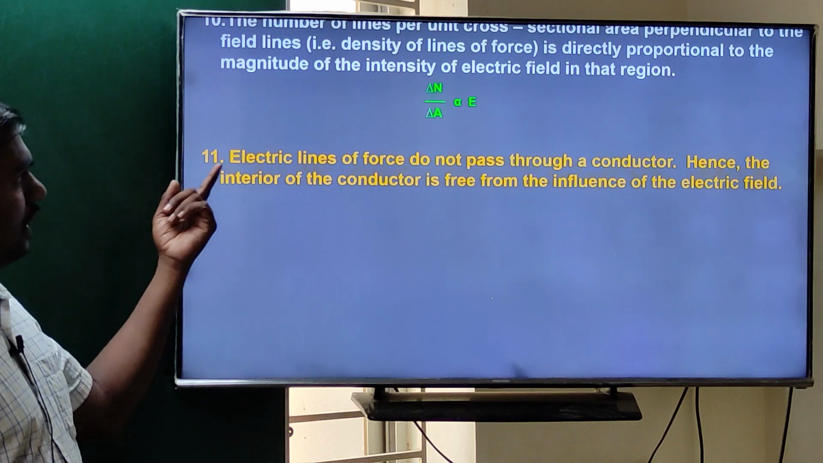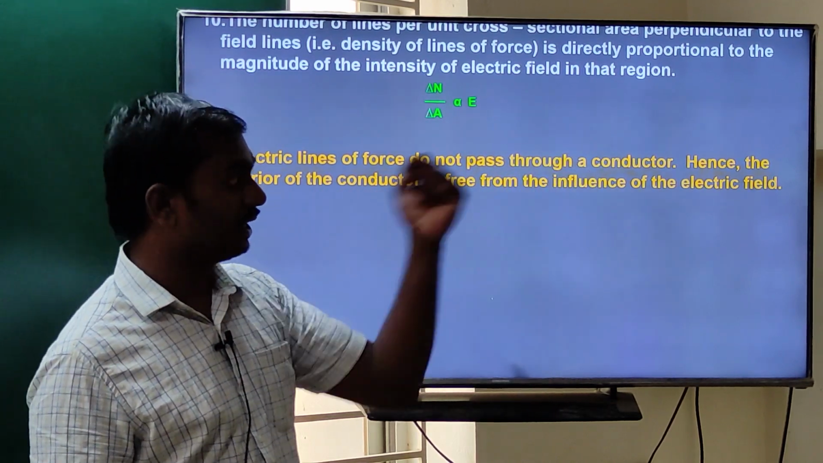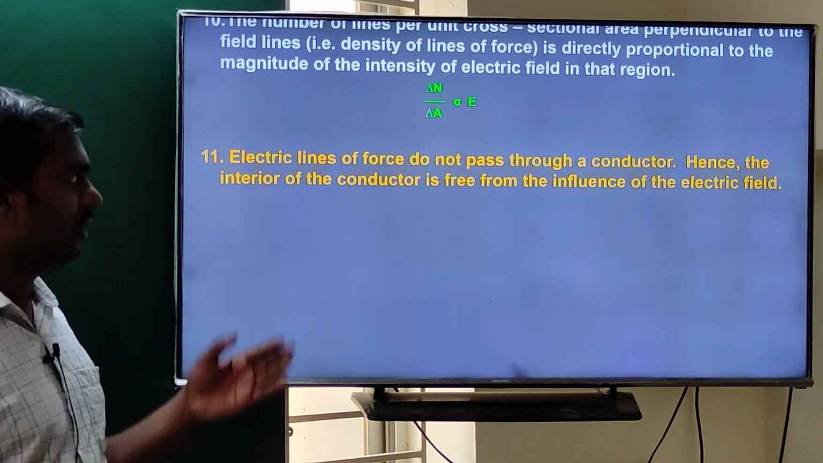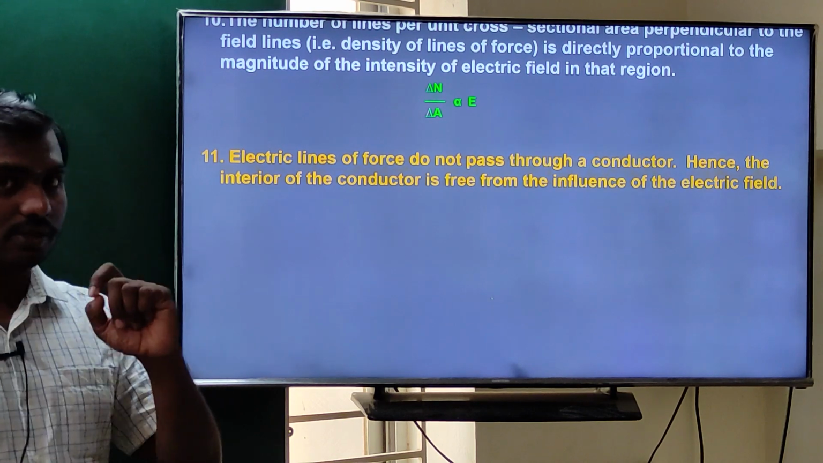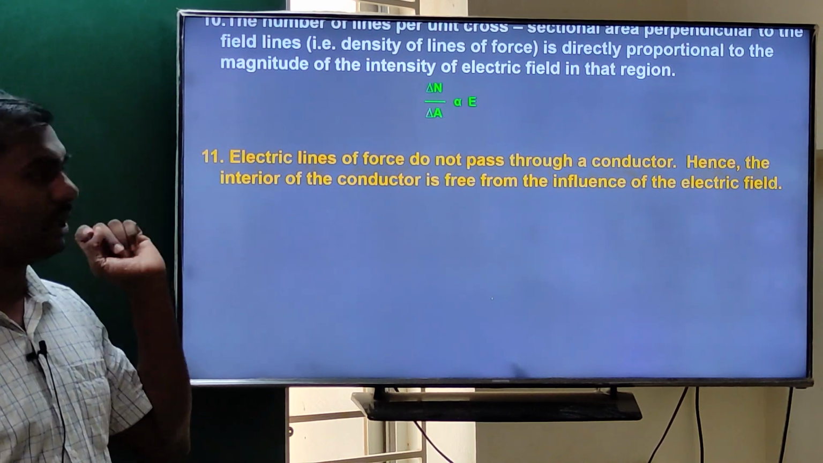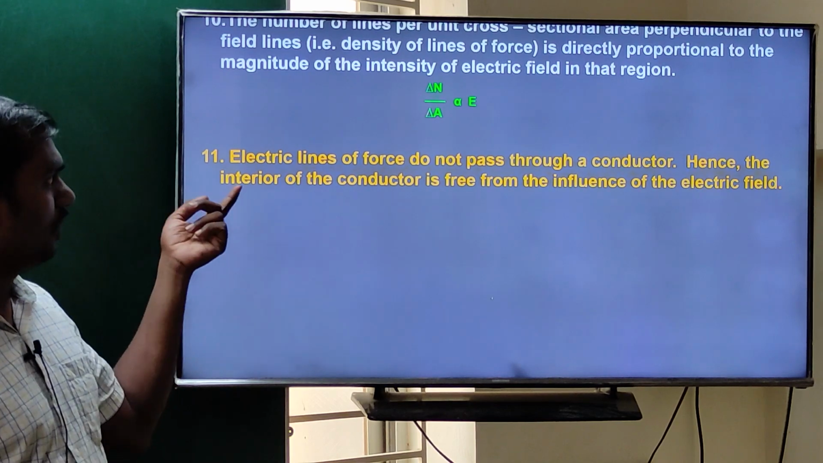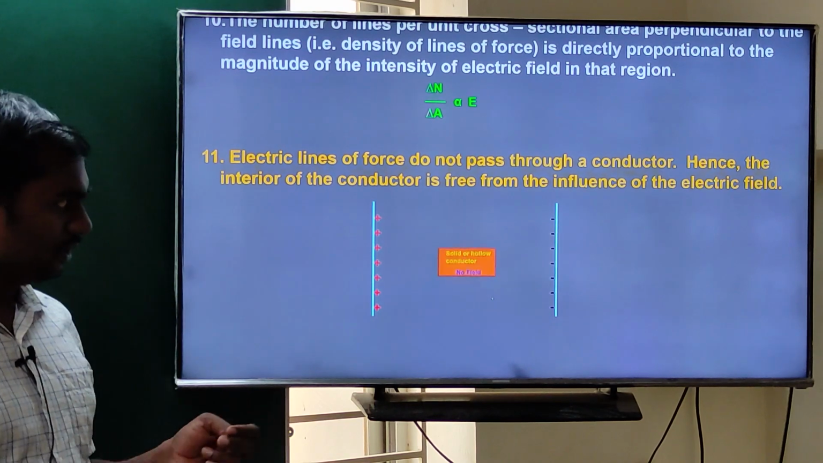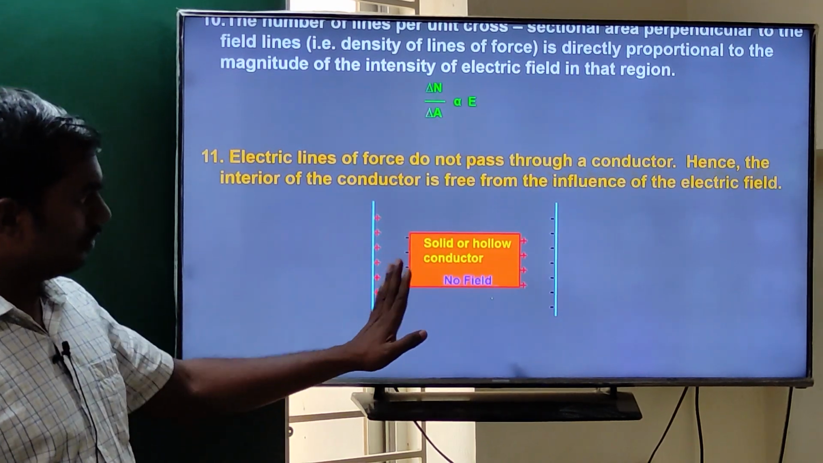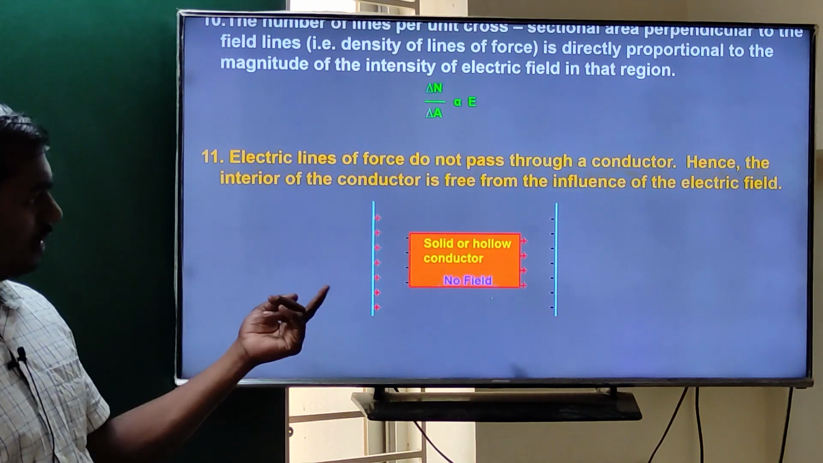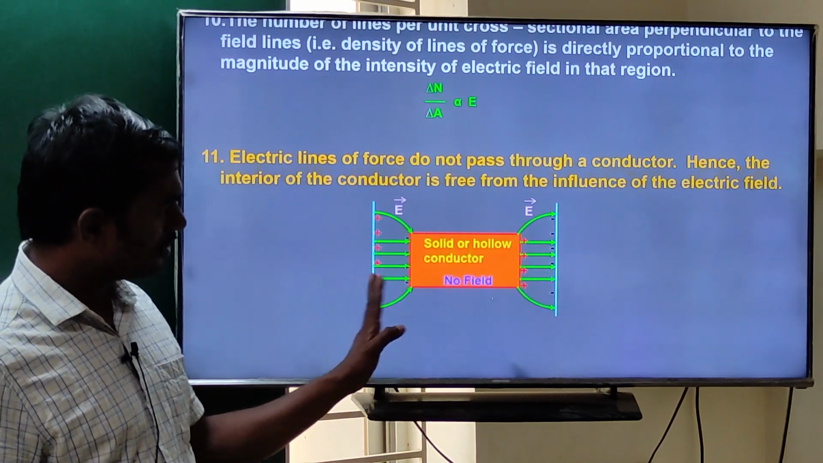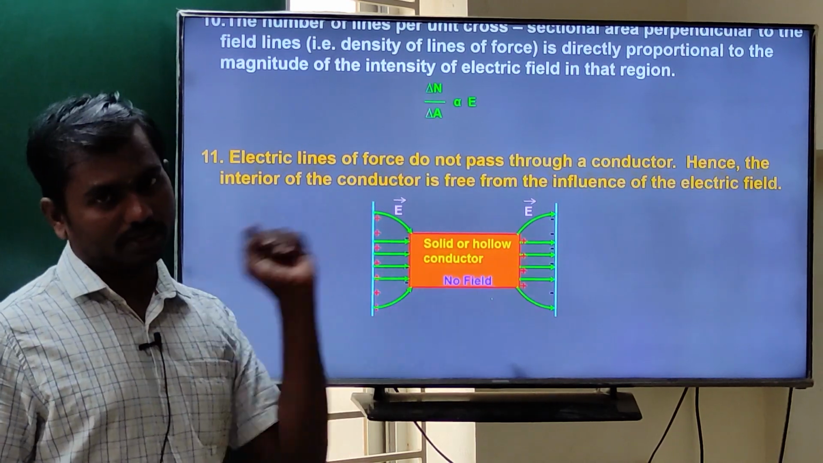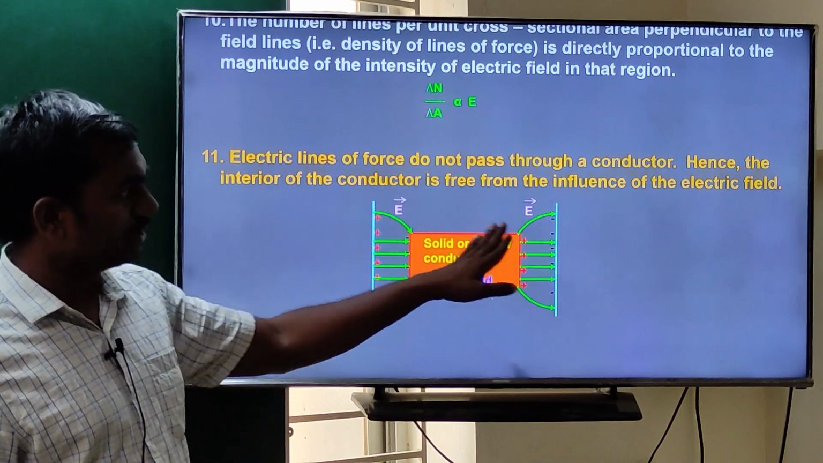And the next point, the electric lines of force do not pass through the conductor. Hence the interior of the conductor is free from the influence of the electric field. That means the charges reside on the surface of the conductor, and the field lines will not pass through the conductor. If you have a uniform field and a conductor, there will be internal separation of charges, and the field lines start from positive and end at negative. Electric field lines do not pass through the conductor, so the charges only reside on the surface.